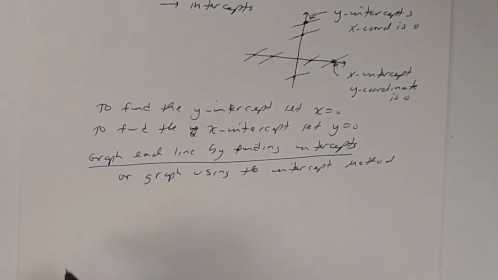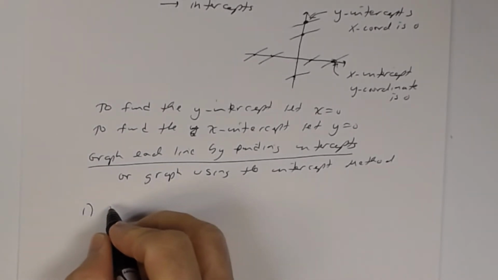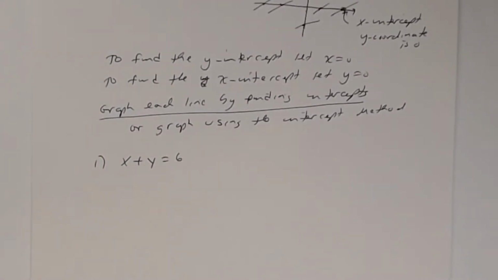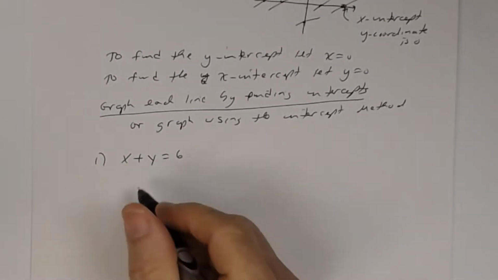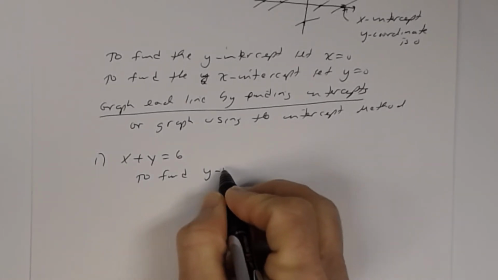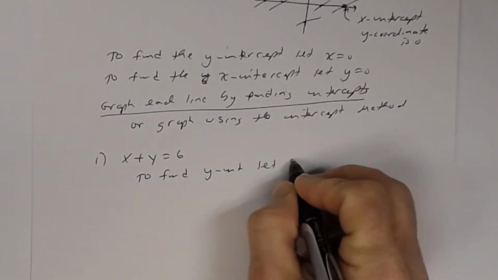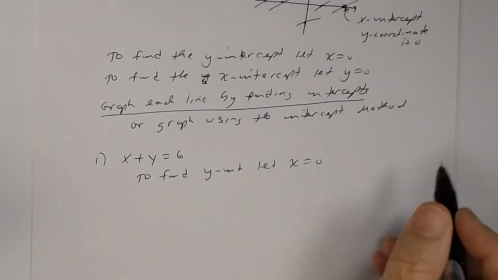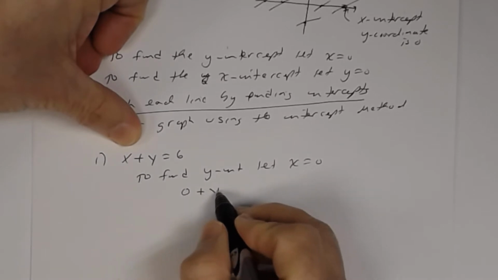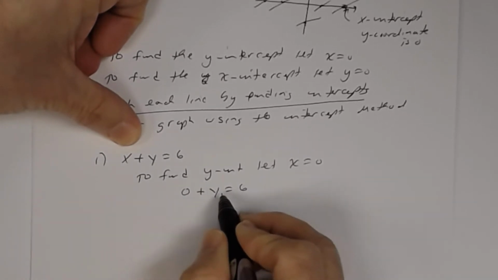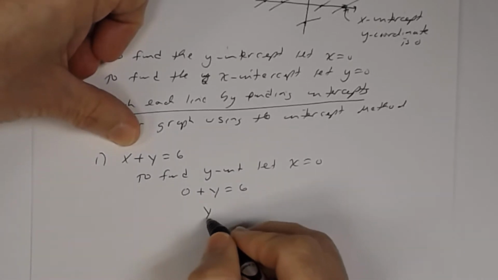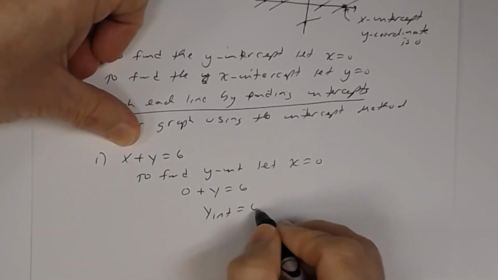Okay? So let's do number 1. Number 1, we have x plus y is equal to 6. Let's go ahead, first of all, and find the y-intercept. To find the y-intercept, you're going to let x equal 0. In place of x, you're going to substitute 0. So I get 0 plus y is equal to 6. 0 plus y is going to be y. So I found the y-intercept to be 6.